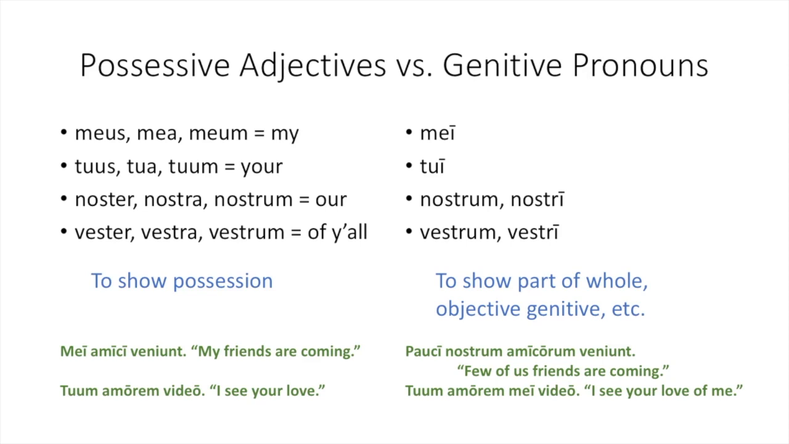Or we could use the pronoun for the objective genitive. So it's the object of some sort of noun that might have an object if it's turned into a verb. For example, love, that you love something. There's a love of an animal, love of a topic, love of an idea, love of a person. So in this example, tuum amorem mei video, I see your love of me. We know what the object of the love is, me. It's not that I am possessing the love, because we have that possessive adjective tuum to tell us that it's your love for me that I am seeing here.